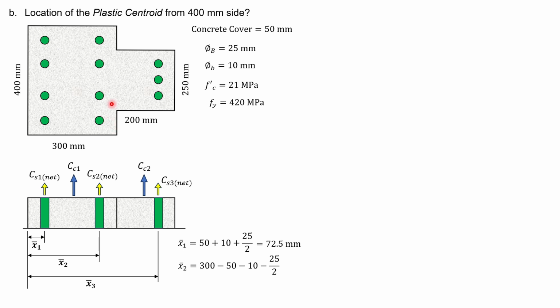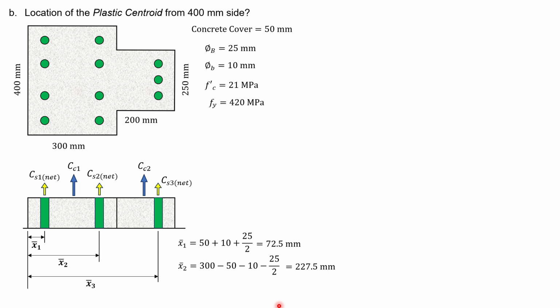And then again, meron naman ditong ties ulit. So, minus 10 ulit tayo dito. And then, again, minus half of this main bars. And finally, we have X bar 2 equal to 227.5 mm.